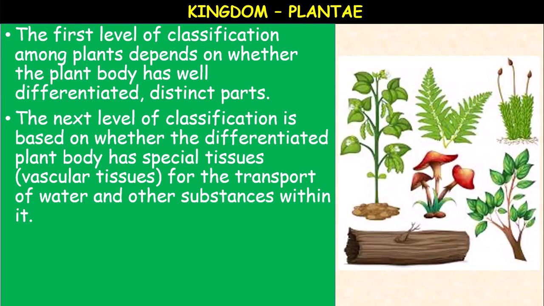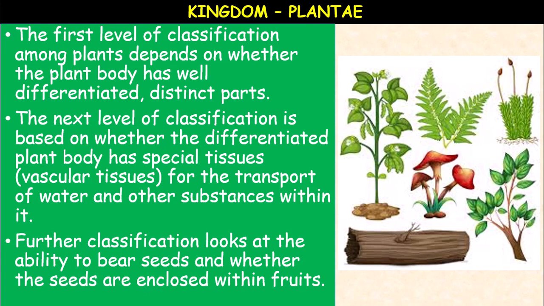So see here different plants. Further classification looks at the ability to bear seeds, flowers, and whether the seeds are enclosed within the fruit or not. If the seed is enclosed within the fruit, they are called angiosperms. If the seed is not enclosed in the fruit, they are called gymnosperms.